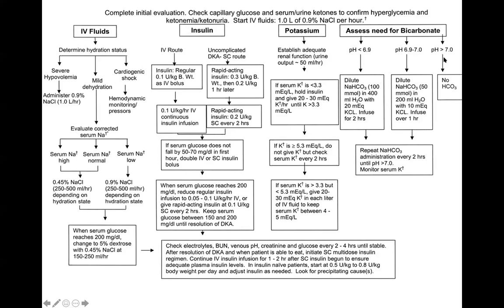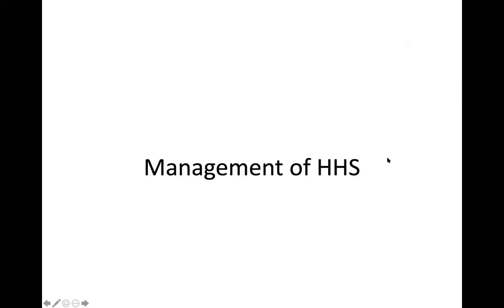But if the pH is higher, we will not give bicarbonate. And these are the usual doses. If the pH is less than 6.9, we give about 100 millimoles of bicarb, and also along with potassium, because it will further reduce potassium. And if it is between 6.9 to 7, we give about half of that amount, 50 ml bicarb. So you need to know these things. And also, if the patient does not improve, we can repeat bicarbonate if the pH is less than 7.